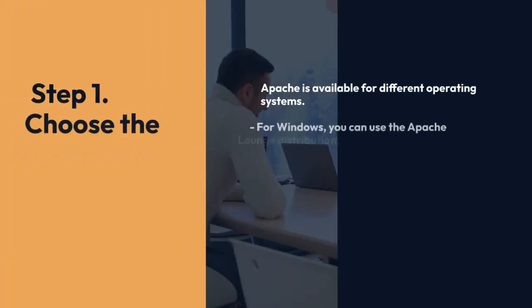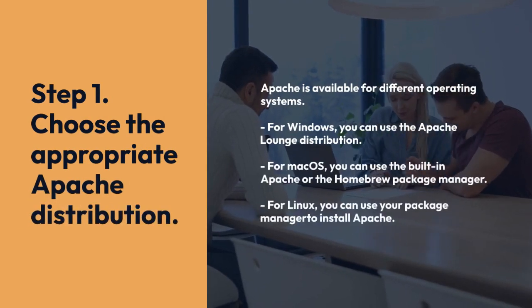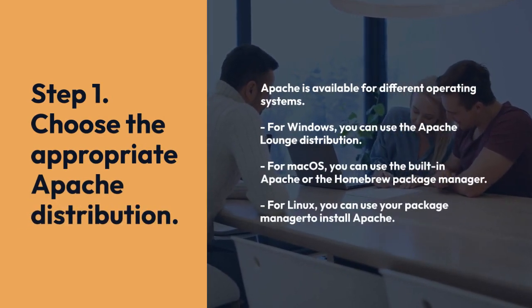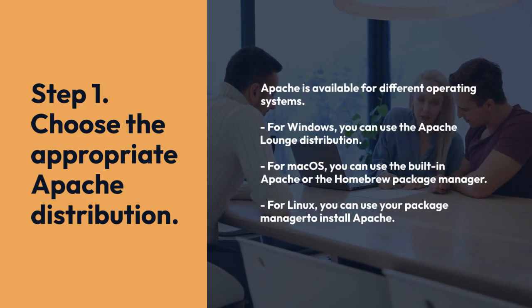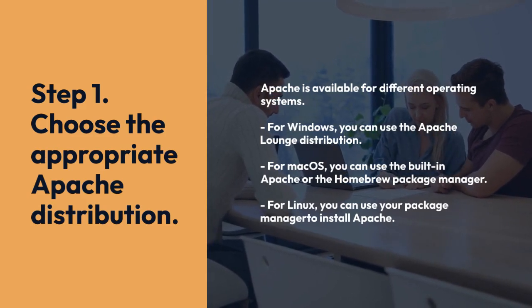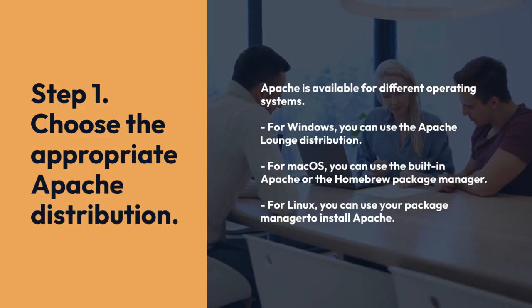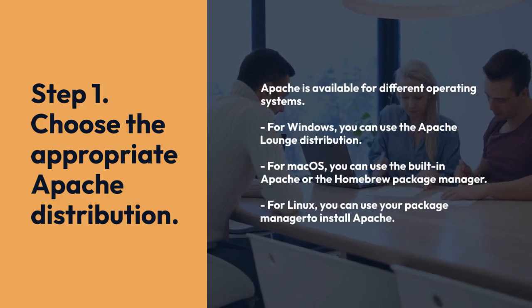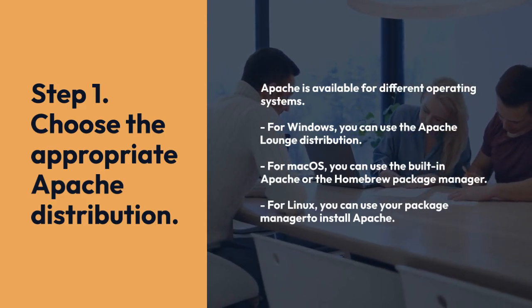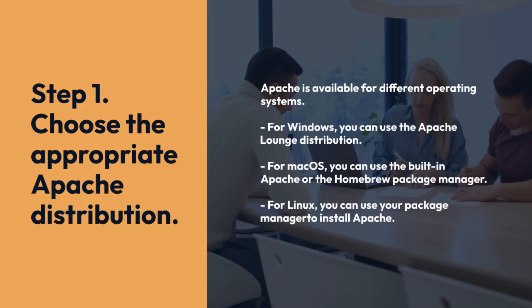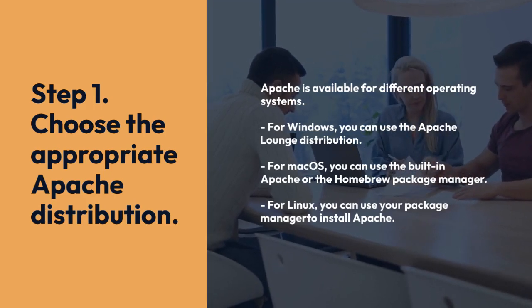Step 1. Choose the appropriate Apache distribution. Apache is available for different operating systems. For Windows, you can use the Apache Lounge distribution. For macOS, you can use the built-in Apache or the Homebrew package manager. For Linux, you can use your package manager to install Apache.